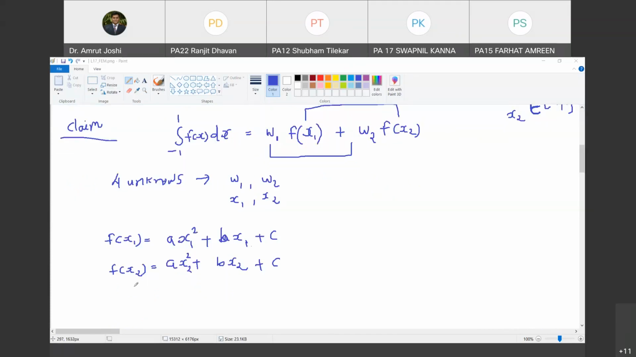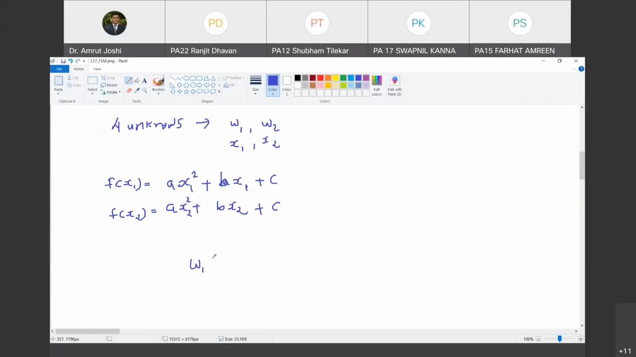So now f of x1 is found out. F of x2 is found out. Now we will substitute this back here. So if I substitute this back here, what do I get? W1 into a x1 square plus b x1 plus c plus w2 into a x2 square plus b x2 plus c. Agreed? This will become equal to integration of f of x from minus 1 to 1, f of x dx. Happy?